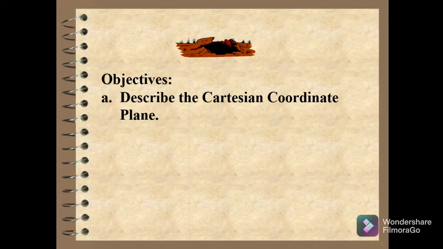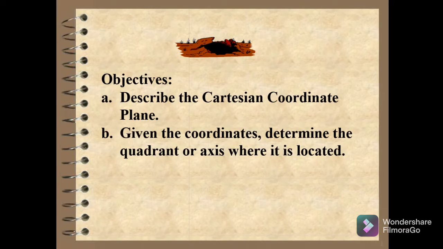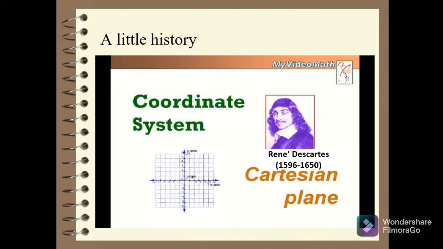So what will you learn today? Letter A, describe the Cartesian coordinate plane. Letter B, given the coordinates, determine the quadrant or axis where it is located. And letter C, plot these points on the Cartesian plane.